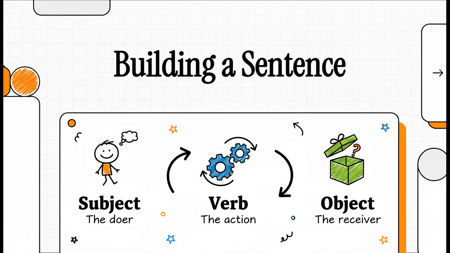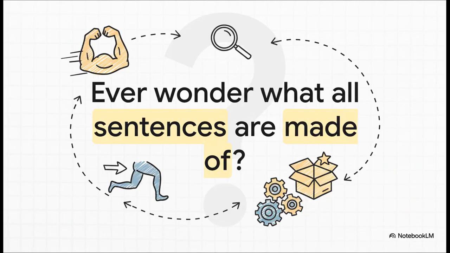So let's get right down to it. What is at the absolute heart of a clear, powerful English sentence? Today, we're going to strip the language down to its most essential blueprint, that simple, rock-solid structure that makes communication actually work. You know, it seems like a simple question, right? But the answer is everything.